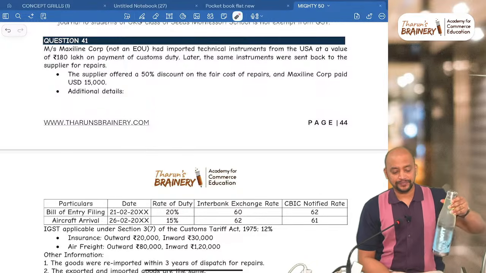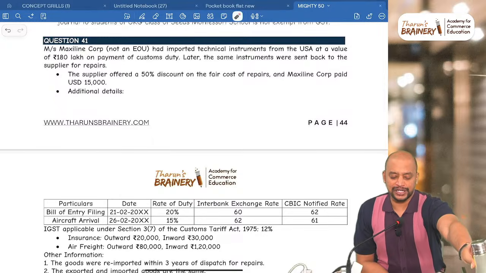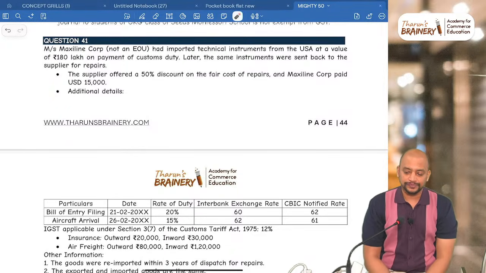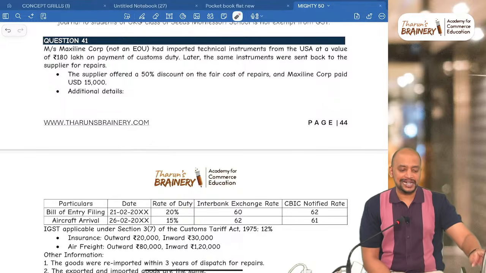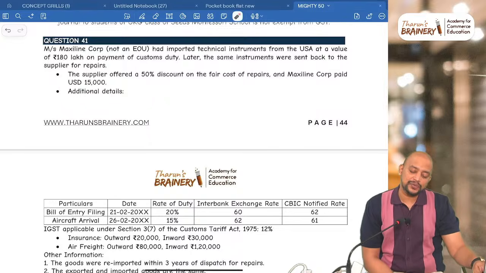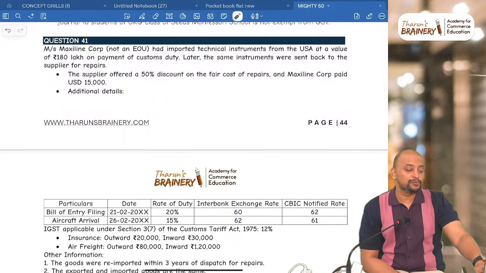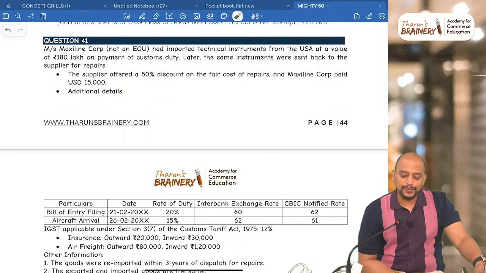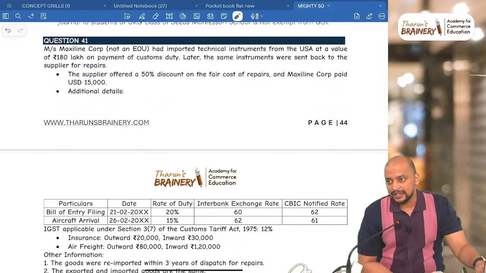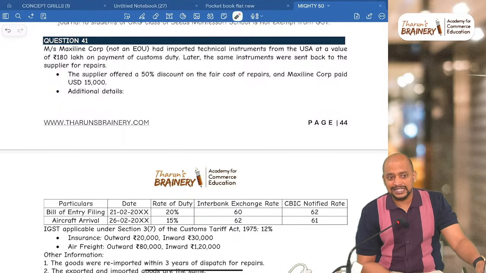Say this. Messrs. Maxline Corporation, not an EOU, had imported technical instruments from USA at a value of 180 lakhs on payment of customs duty. Later the same instruments were sent back to the supplier for repairs. Imported goods exported for repairs. The supplier offered 50% discount on fair cost of repairs and Maxline Corporation paid $15,000. Means, $15,000 is after 50% discount, but what should be the fair value?